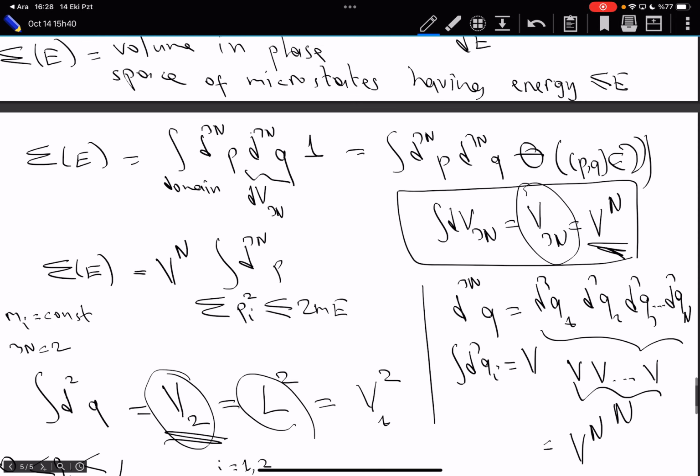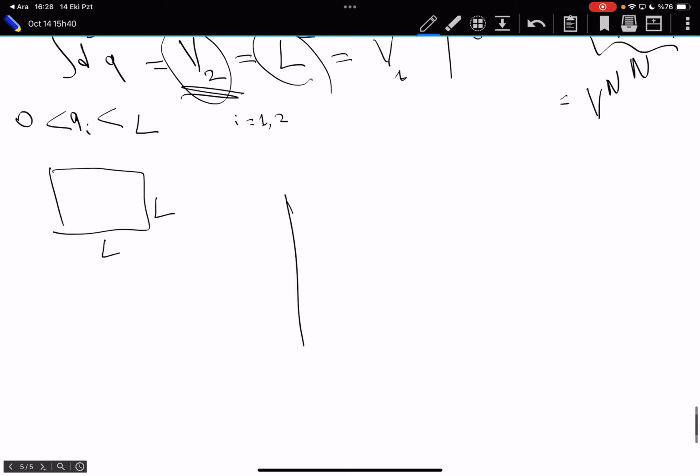No, I'm not going to 6n. I'm only in 3n space, 3n momentum. Yeah, well, that is my phase space. So you see, Q and P. What do I know? My particles are in this V^3n.